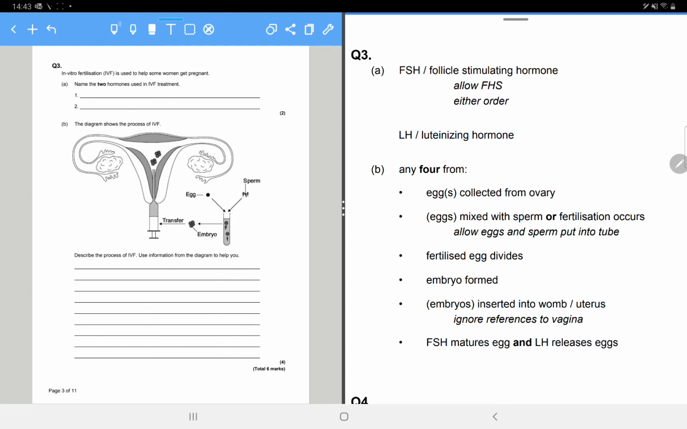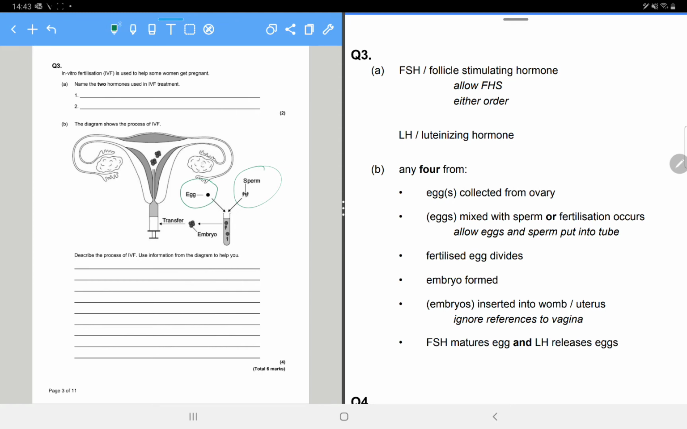Okay? So in this question it says, describe the process of IVF, use the information in the diagram to help you. So this is 4 marks. This should be really easy because we've got the diagram, but we should know this without the diagram. Okay, so in our process, we have the sperm, which is donated by the man, and the egg, which is going to be donated from the woman.